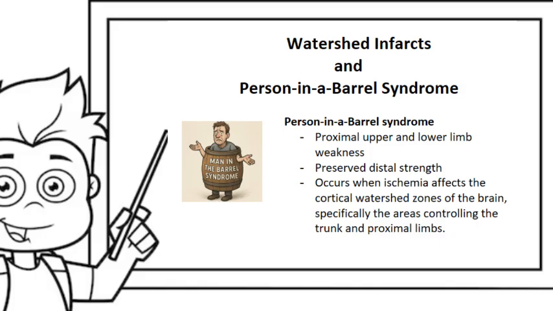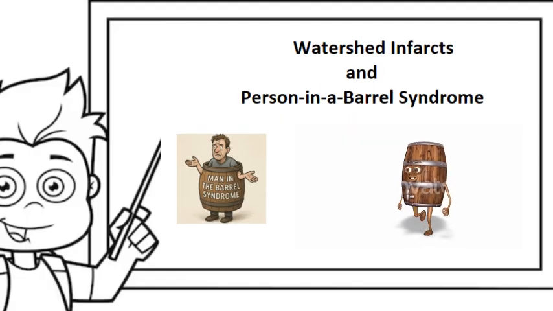The phenomenon called person-in-a-barrel syndrome, which we've talked about, is a classic presentation of proximal upper and lower limb weakness, while distal strength remains relatively preserved. This syndrome generally occurs when ischemia affects the cortical watershed zones of the brain, specifically areas controlling the trunk and proximal limbs. The name comes from the striking resemblance to a person in a barrel who can move their hands and feet but struggles to move the arms and legs from the shoulders and hips.